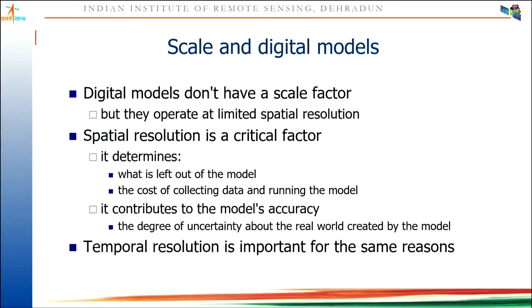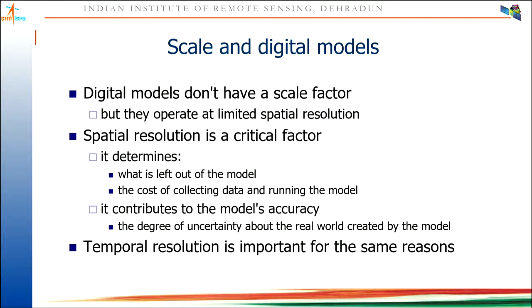Scale and digital models: digital models don't have scale factors, because I told you that scale is very important for the printable map. But in the case of digital data, scale is not considered, though they operate at a limited spatial resolution. So here more focus is given to resolution. The spatial resolution is a critical factor. It determines what is left out of the model, the cost of collecting data and running the models. It contributes to the model's accuracy, the degree of uncertainty about the real world created by the model.